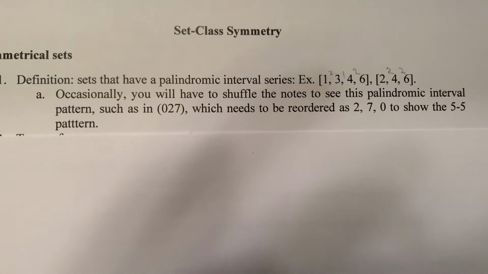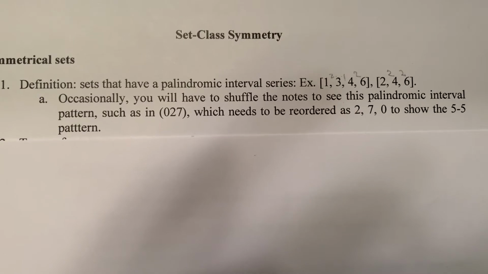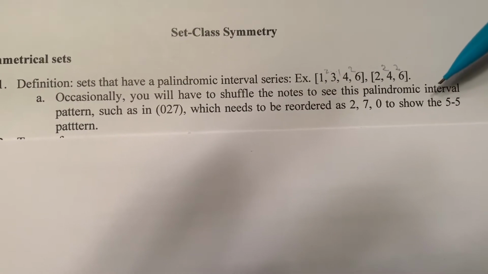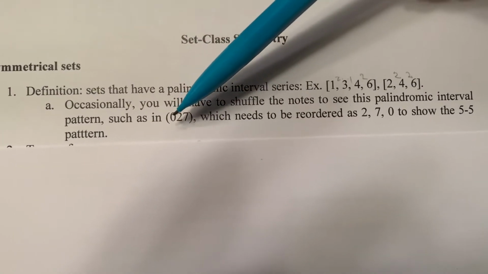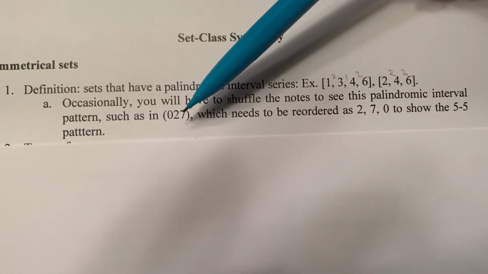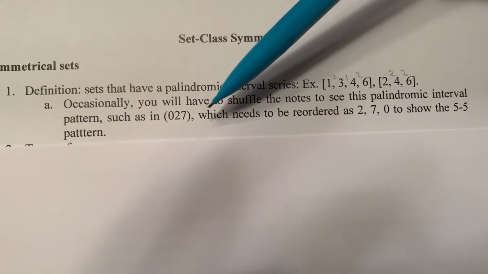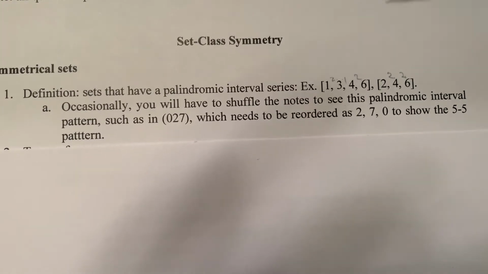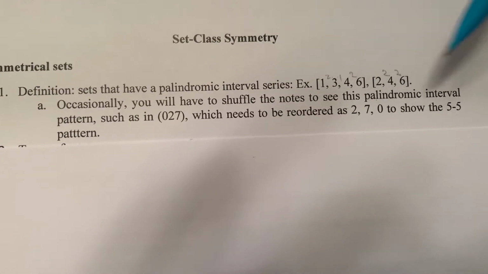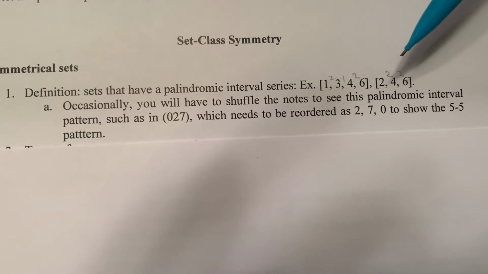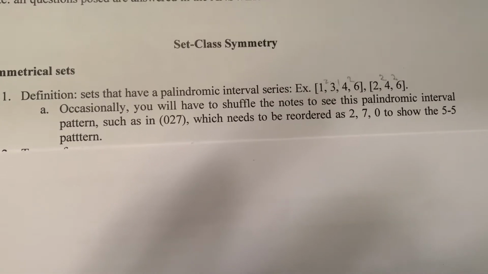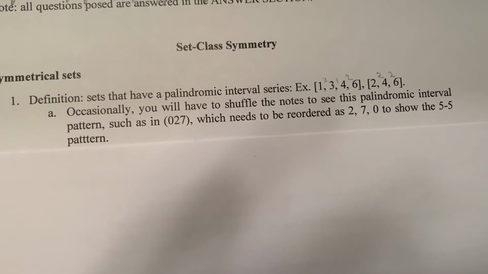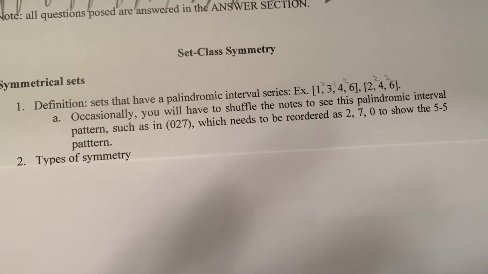Normal order usually gives you what you need, but occasionally you will have to shuffle the notes to see this palindromic pattern. 027, which you may remember is the stack of perfect fourths or fifths, would need to be reordered as 270 to show the 5-5 pattern. So occasionally the normal order or even the prime form won't give that away. But the one thing that is definitely always a giveaway is that you can draw a line of symmetry on the clock face. That would tell you that you have a symmetrical set.